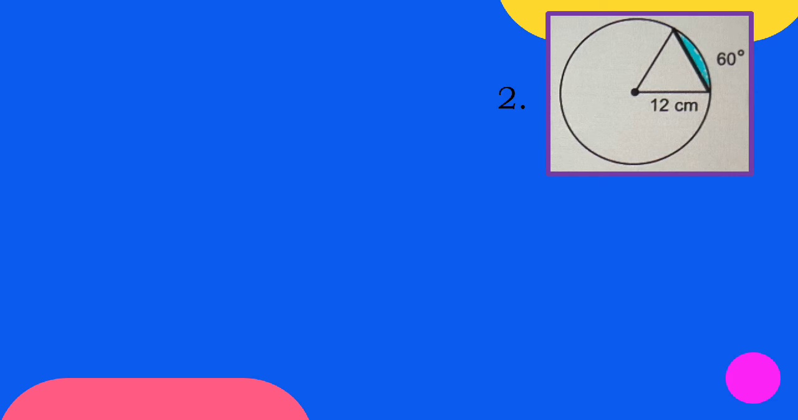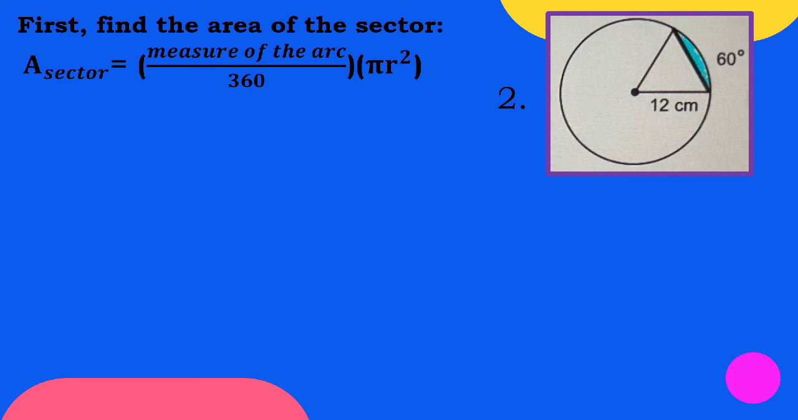Number 2, the given circle on the right shows that the shaded part is a segment of the circle. The arc of the circle measures 60 degrees and the radius is equal to 12 centimeter. To get the area of the segment of the circle, first, find the area of the sector by using the formula area of the sector equals measure of the arc all over 360 degrees times pi r squared.